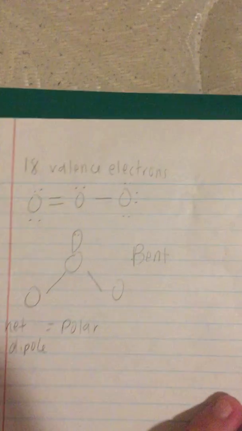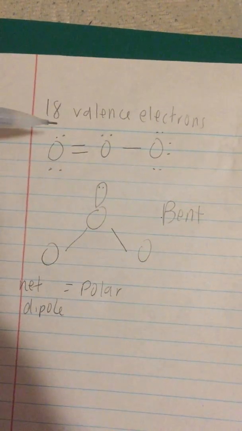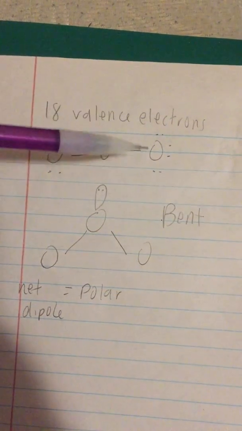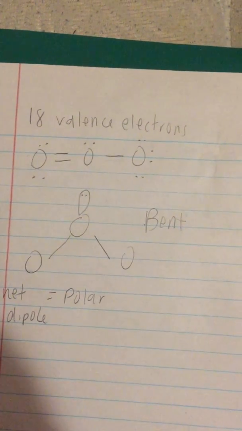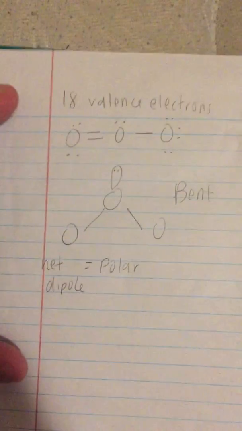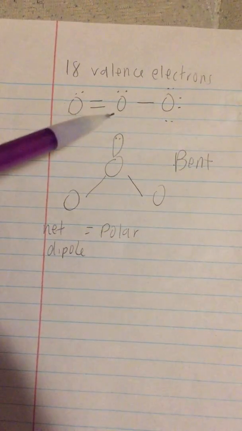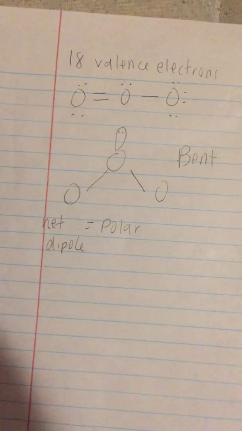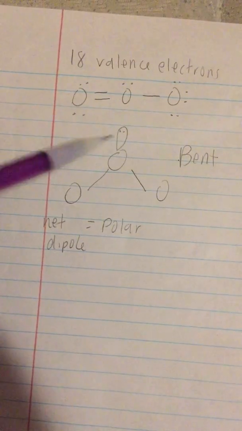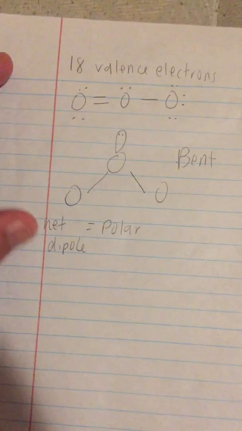The last molecule we have is O3. There's 18 valence electrons: 2, 4, 6, 8, 10, 12, 14, 16, 18. Each oxygen follows the octet rule, so this is correct. The molecular geometry of O3 is bent, as oxygen has 3 domains, 1 non-bonding. Because of the non-bonding pair, not all domains would be the same, therefore causing it to be polar.